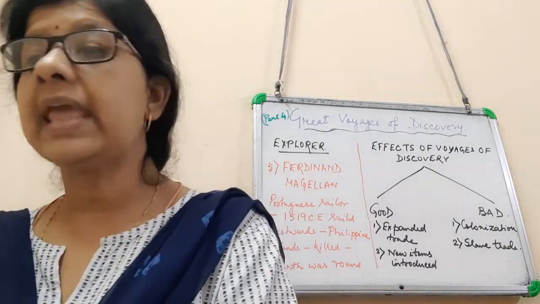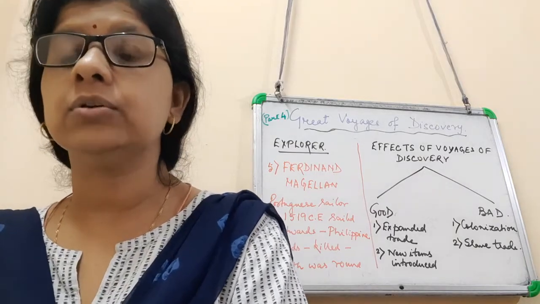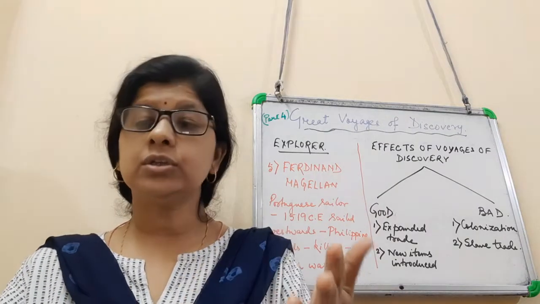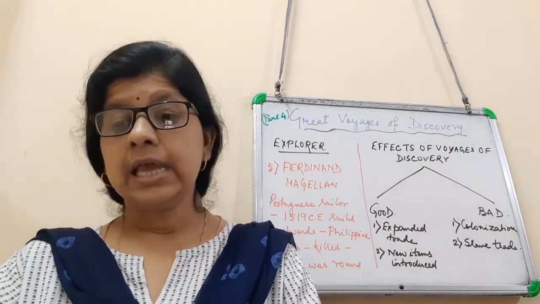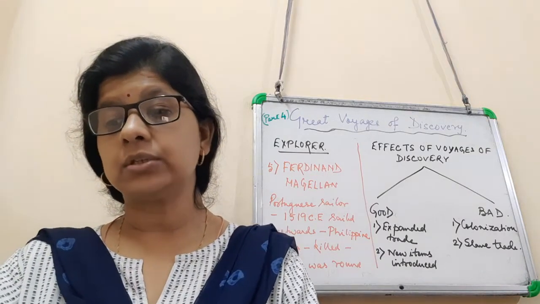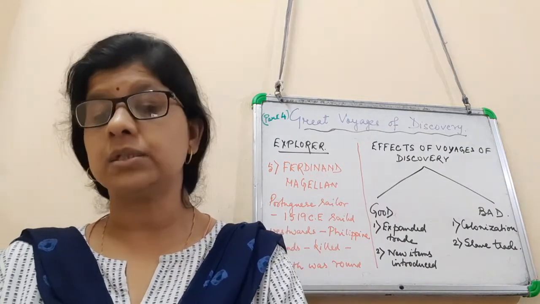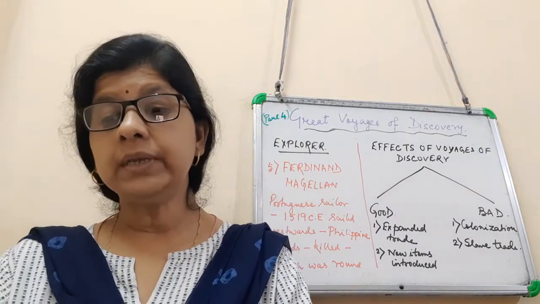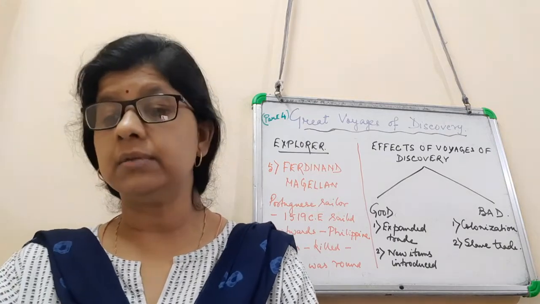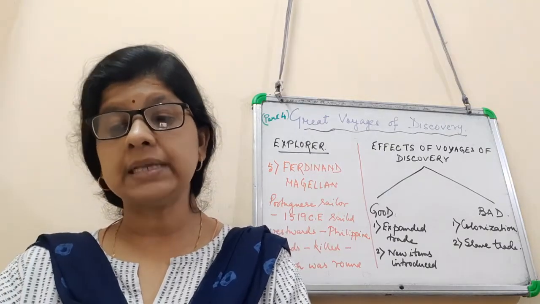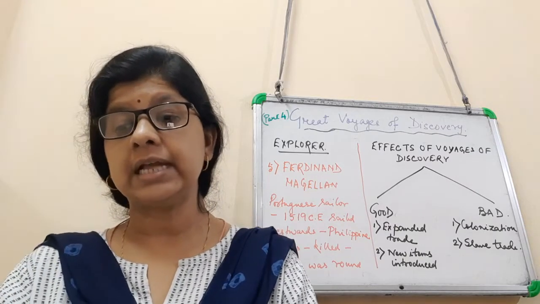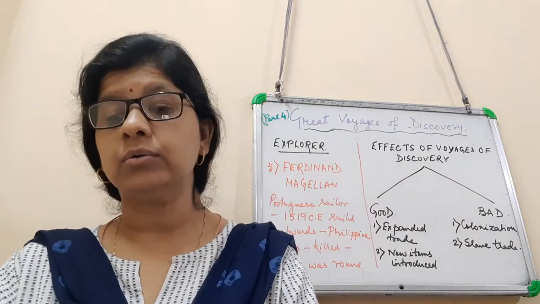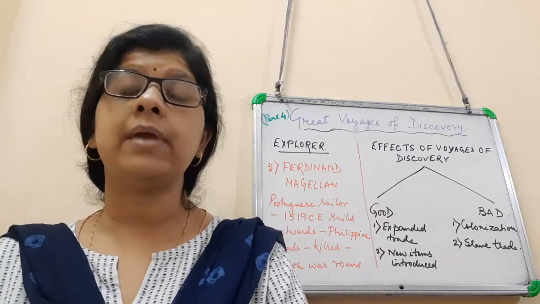Now everything has an effect. So the importance of the voyages of discovery means the effects of the voyages of discovery. These voyages had very important effects on the lives of people in Europe and other parts of the world. There was an increase in world trade. European countries began to trade with Asia and America. Asia introduced spices, gems, paper, ivory, textiles, and porcelain to Europe. Potatoes, cocoa, corn, and tobacco, which were new to Europe, came from America.